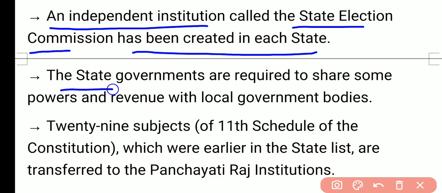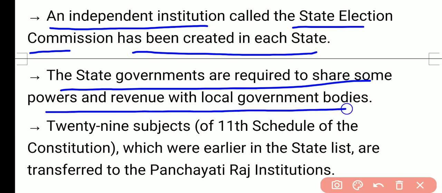Next, the state governments are required to share some powers and revenue with the local governments. Earlier, the local government before 1992 was not much effective. Why? Because they didn't have their own source of income, because they didn't have their own powers. But now many powers were taken from the state governments and given to the local bodies, and now they have their own source of income too.